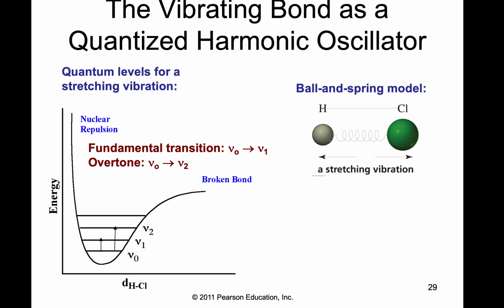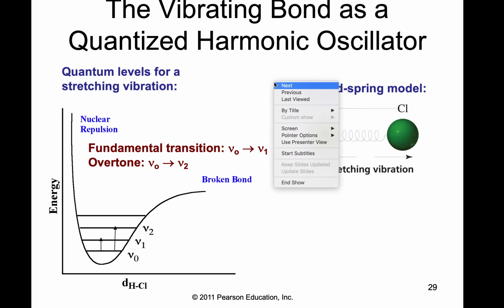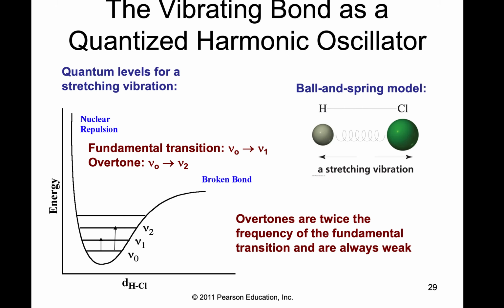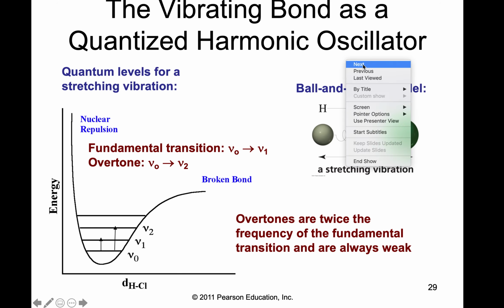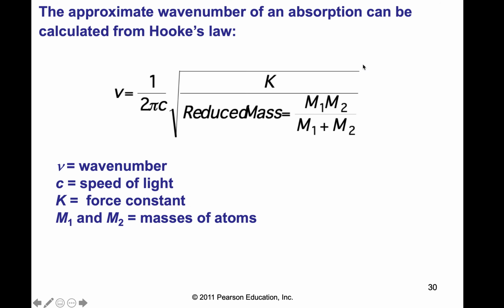And of course, you've heard of harmonic overtones in music. They can have beautiful sounds. And indeed, you can also apply stringed instrument theory, physics to stringed instruments. Overtones are twice the frequency of the fundamental transition, and they're always weak. We'll see them from time to time in the infrared spectra.